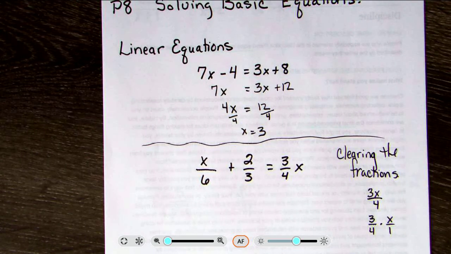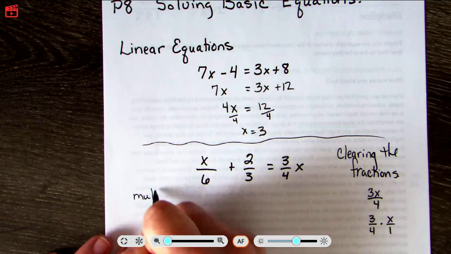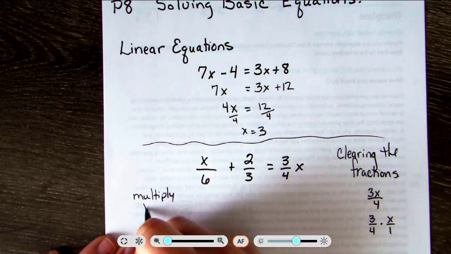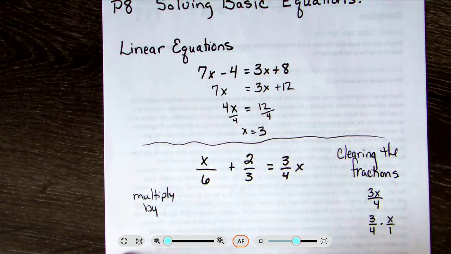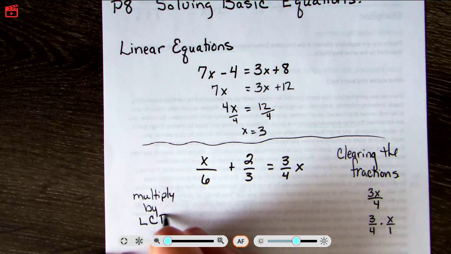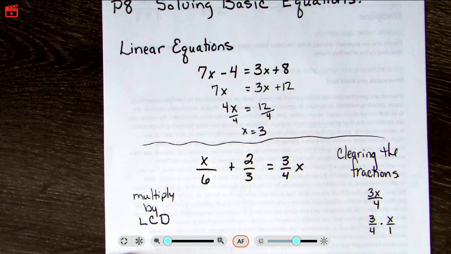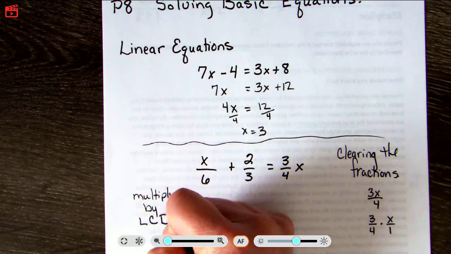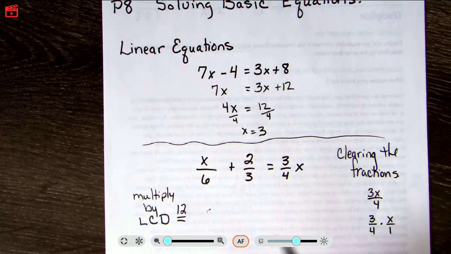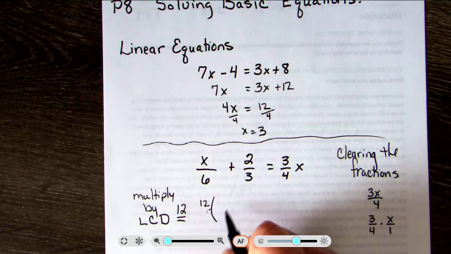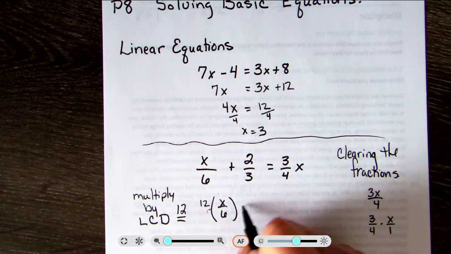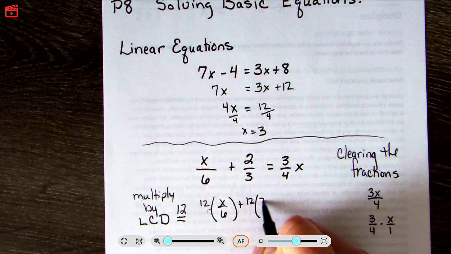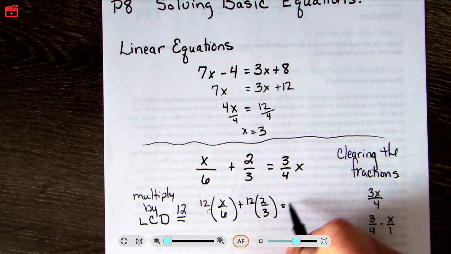To clear fractions, what we are going to do is multiply the entire equation by that common denominator, that lowest common denominator, or the LCD. Our lowest common denominator in this problem is the number 12. So I'm going to multiply every piece by that 12.